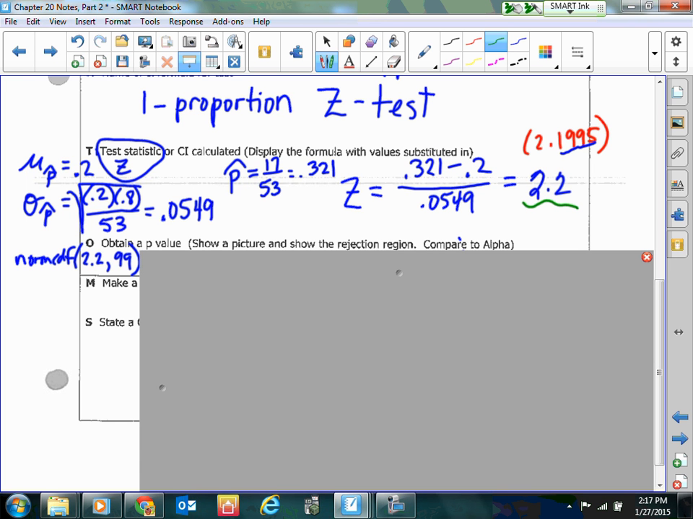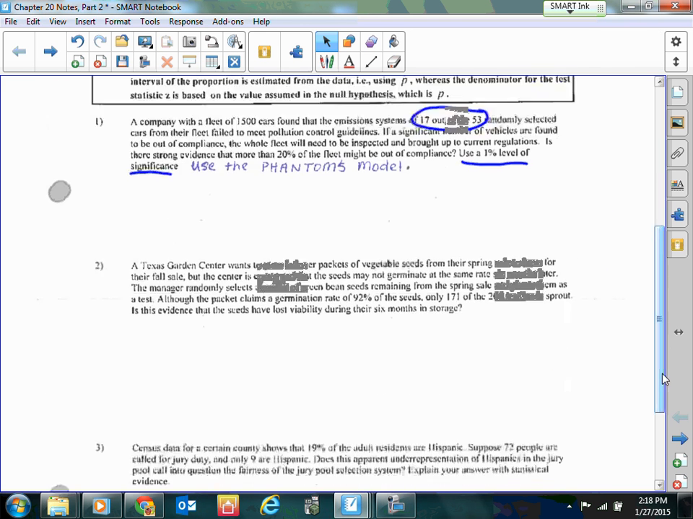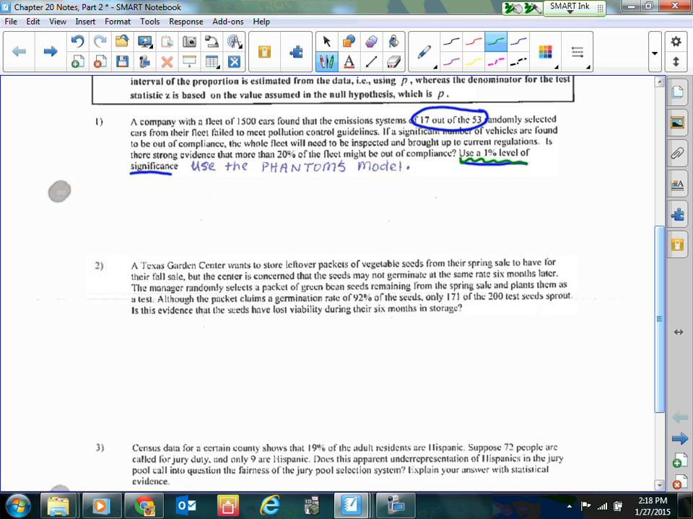Okay. So it says show a picture and show the rejection region. Well, I'm not going to have you do that. But I am going to have you compare to alpha. That's the second item that you don't know what it is. And I do want you to turn back to here because I want to write a few little notes about what this 1% level of significance is.